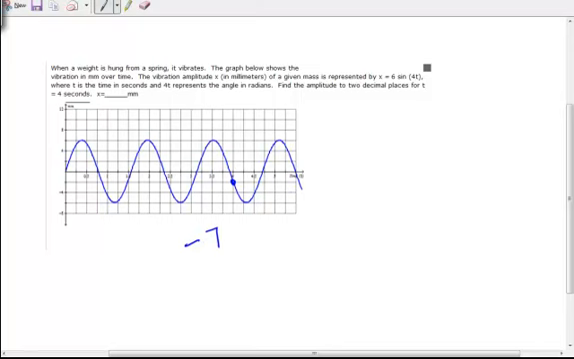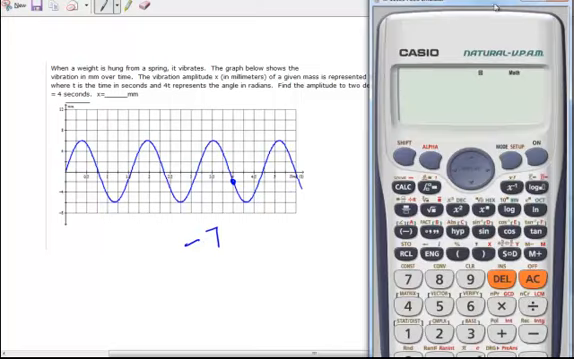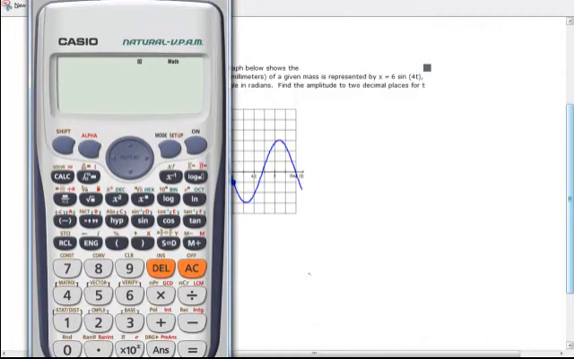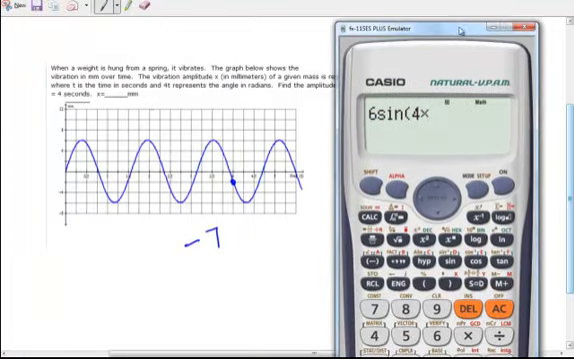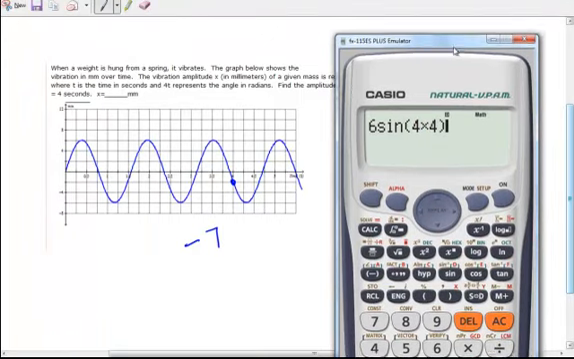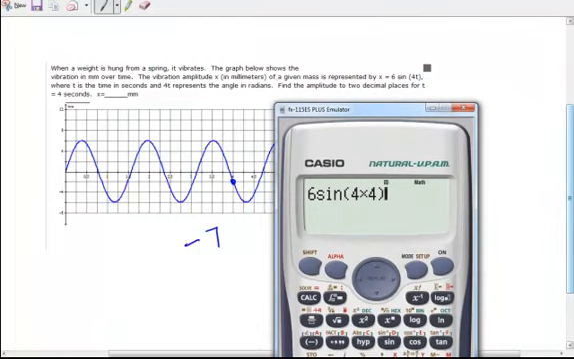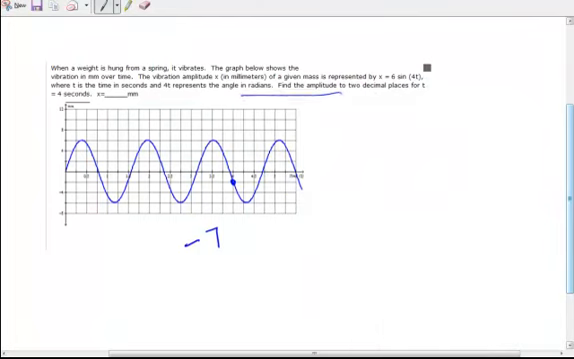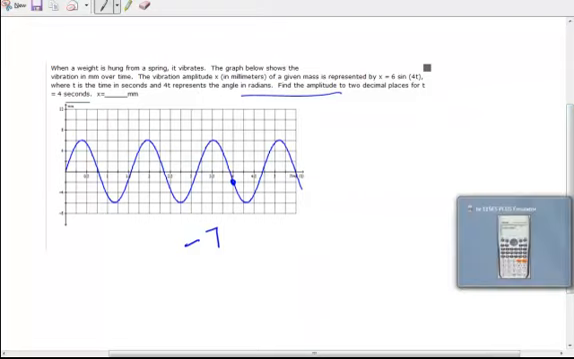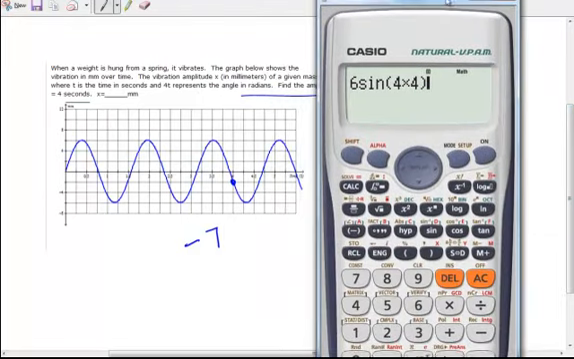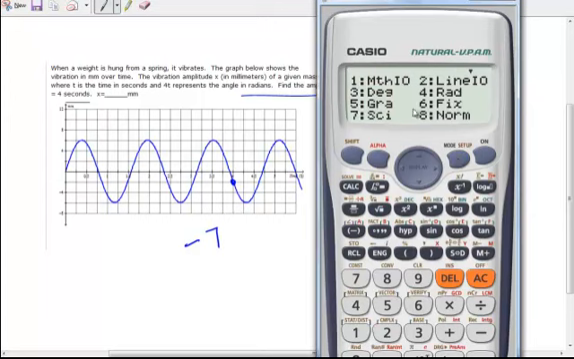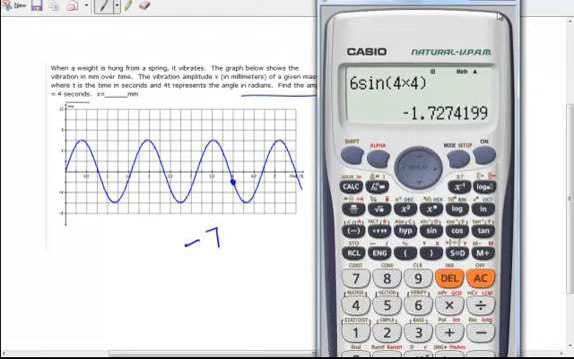Okay, here's how you do it though. You just take on your calculator 6 sine parentheses 4 times, and then it tells us what t is. T is 4 seconds. The important thing, where people maybe go wrong, is that it says the angle is in radians. So you have to make sure that your calculator is in radians. Shift setup, radians is number 4, and you would get a certain number.